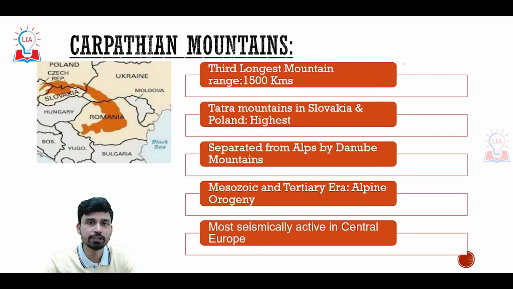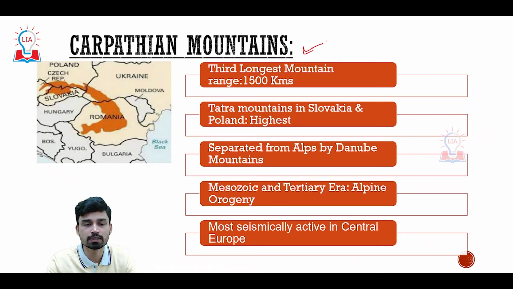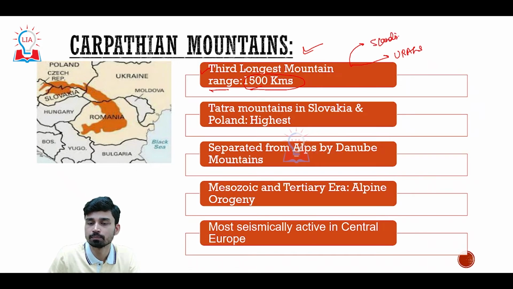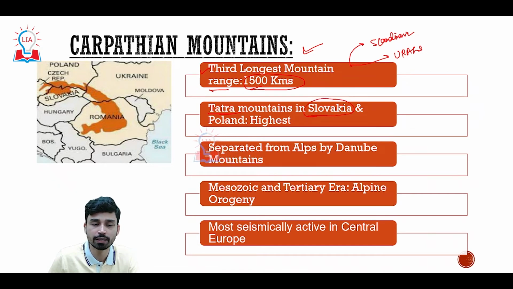The next in the series of European mountains are the Carpathian mountains. The Carpathians are believed to be the third longest mountain range, extending for a distance of almost 1,500 kilometers. Before that, the other two longest mountain ranges in Europe are the Urals and the Scandinavian mountains. The highest point of this mountain is believed to be in the Tatra mountains, situated in Slovakia and Poland, and it is the highest peak of the Carpathian range.